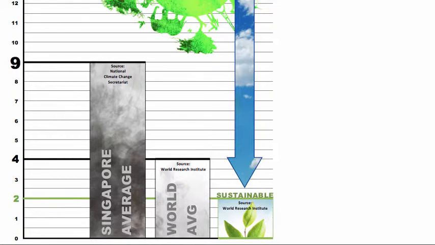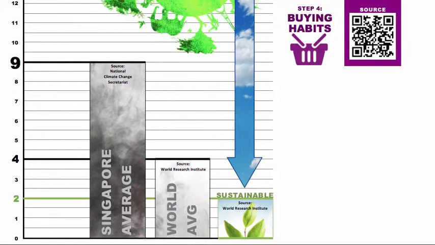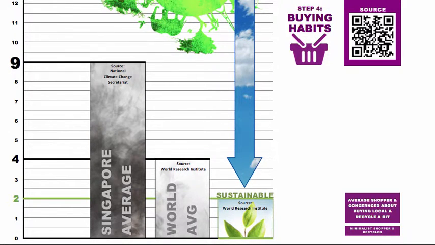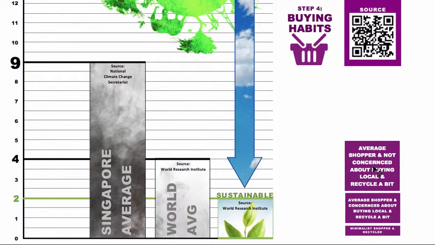Then we want to look at your buying habits, how much you're purchasing. So you could be a minimalist shopper and an avid recycler. You could be an average shopper and concerned about buying local, so that means you try to buy things that are made closer to where you live, and you recycle a little bit, a few things. You could be an average shopper and not concerned about buying local, so you don't really read the labels, and you recycle a bit again, but not everything.